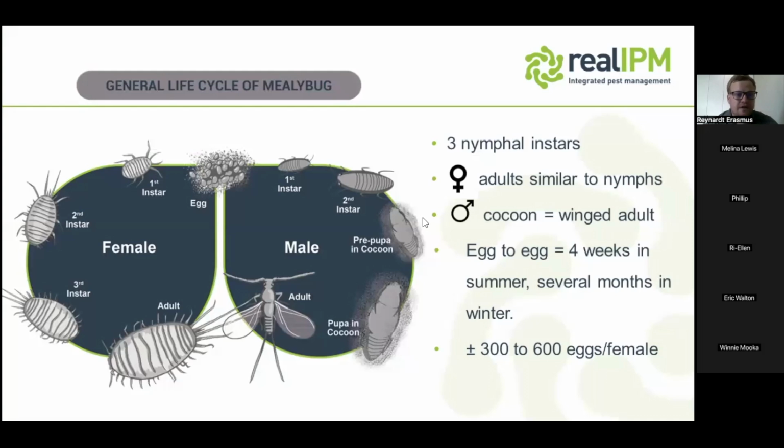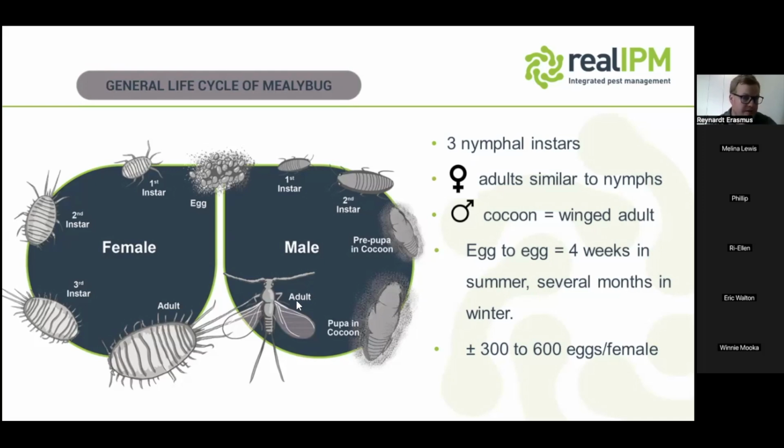The general life cycle of mealybug starts at the egg phase for the female side. This is then followed by 3 subsequent nymphal instars. After the last molt of the 3rd instar, an adult female emerges. Now, this is quite different for the male side. They have 2 nymphal instars followed by a pre-pupa in a cocoon, and then a pupa in a cocoon, and then the adult male emerges. Adult males are considerably smaller than the adult female.